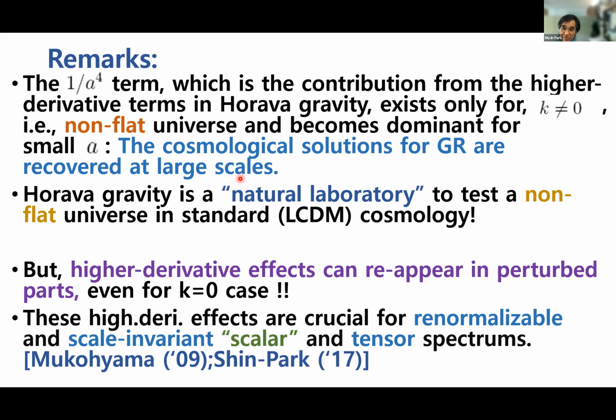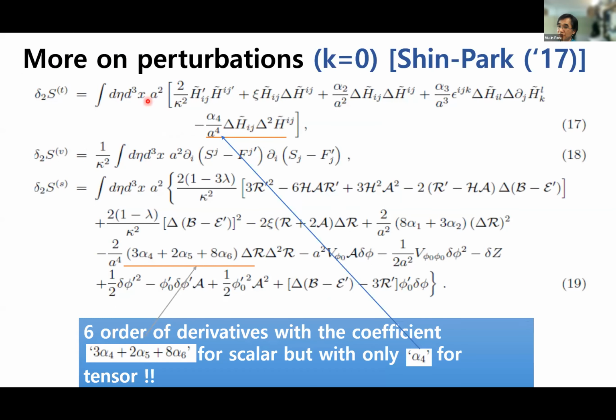Here this is only about the background, but if you consider the perturbation, even for a flat case, higher derivative effects actually appear. This effect is important to get the scale-invariance in the scalar and tensor spectra. So this is a summary. If you consider tensor, vector and scalar perturbation, then the tensor part depends on alpha 4, but the scalar part depends on this combination.